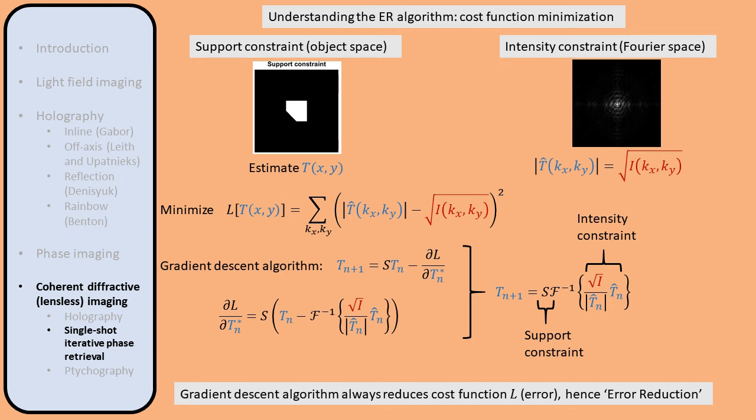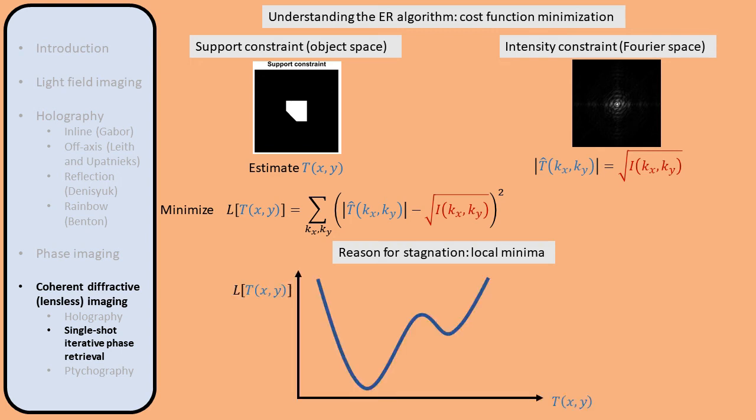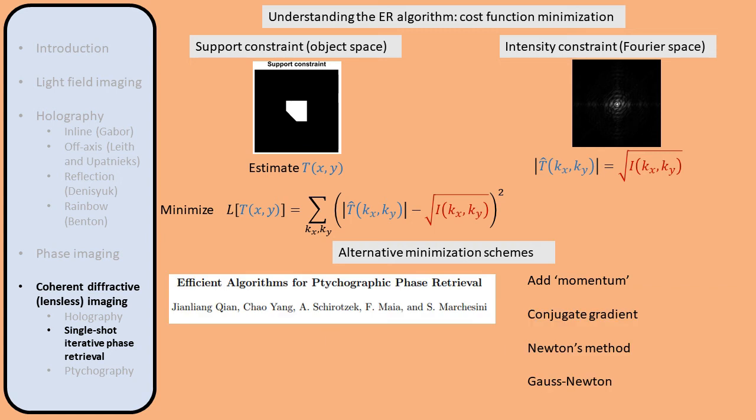If we interpret the algorithm in terms of cost function minimization, we can explain the stagnation of the algorithm using local minima. If the cost function has a local minimum, and we use a minimization algorithm that always tries to decrease the cost function value, then it gets stuck in the local minimum even though the actual solution is elsewhere. One way to overcome this problem is by adding a sort of momentum to the update so that the estimate can escape local minima. Other methods for cost function minimization have also been explored in the context of phase retrieval.